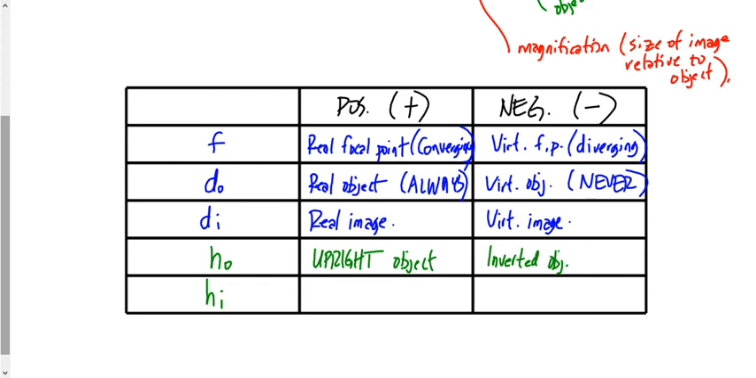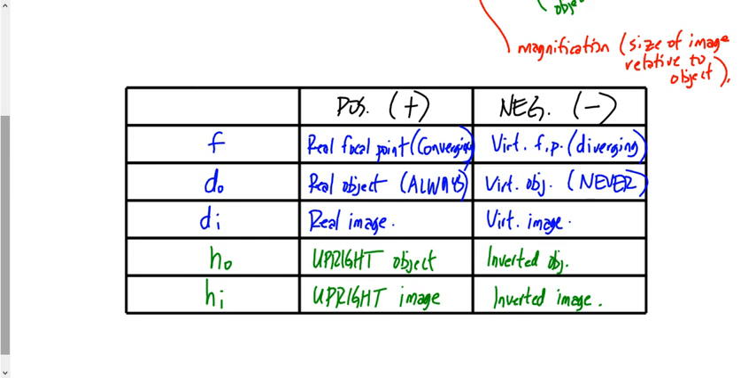HI is positive if you have an upright image. And if you think back to your ray diagrams, you know that you have an upright image whenever the image is virtual. If you have an inverted image, and you get an inverted image whenever it's real, then we're going to make HI a negative value.